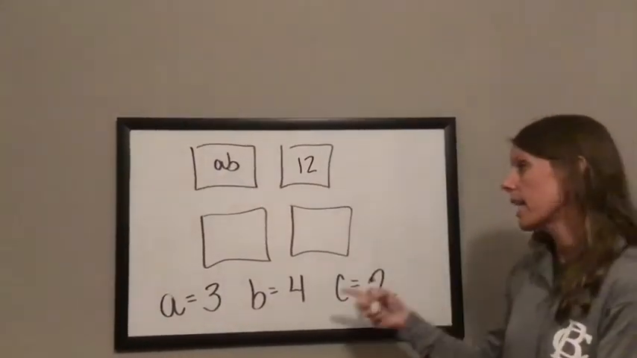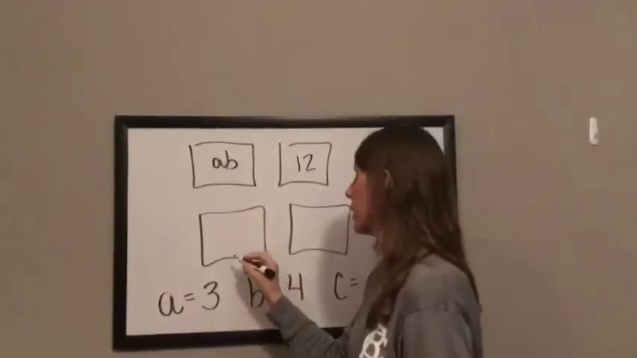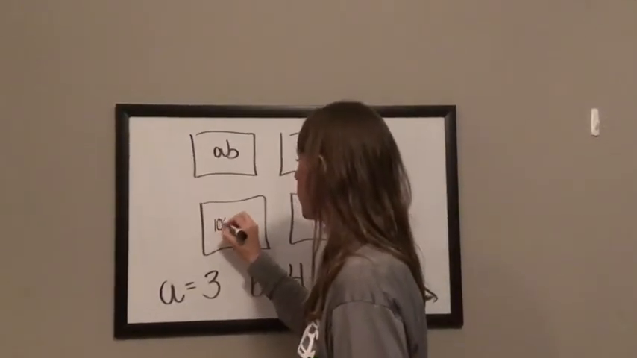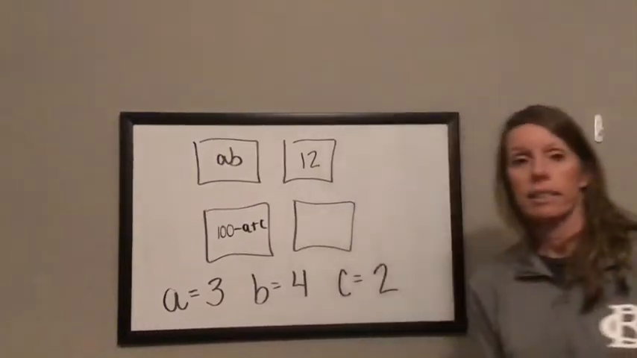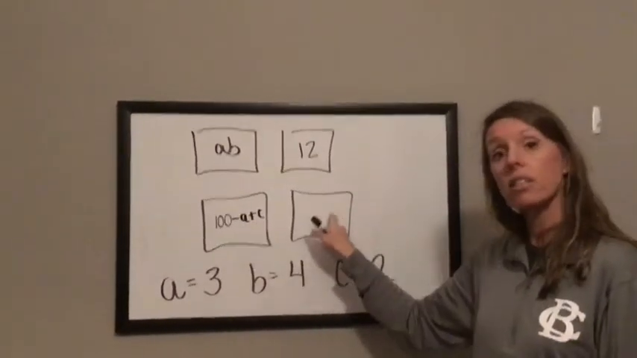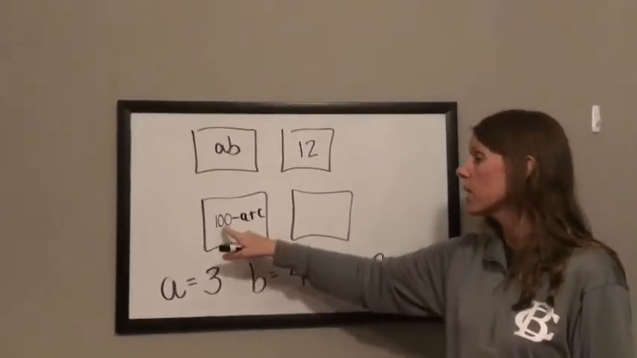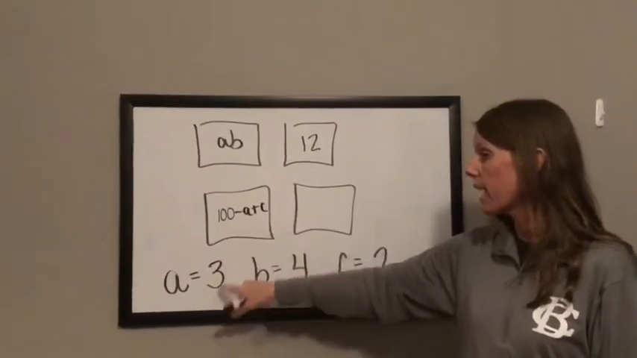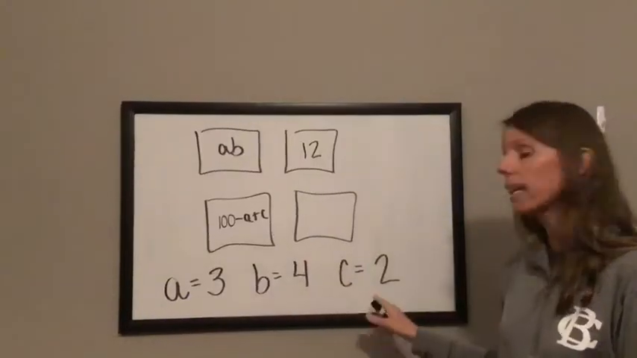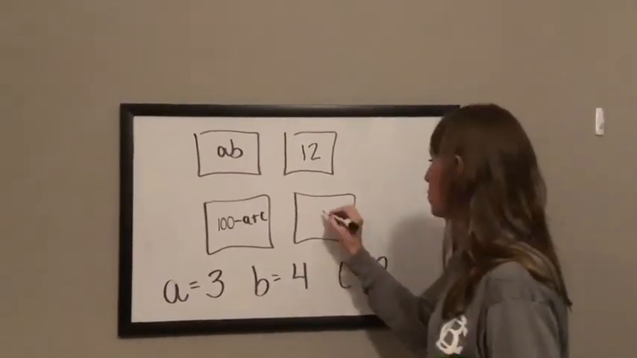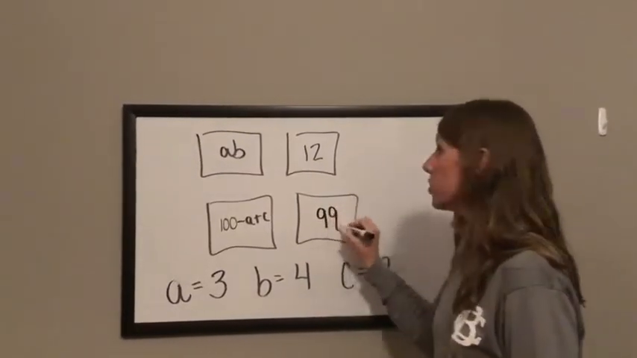All right, now let's say on the next set I decide to do 100 minus A plus C. Okay, so that would be on this card, and then on its match, I'm going to put the answer. So 100 minus A is 3, so that would be 97 plus C, so 97 plus 2 is 99. So you're going to make up 10 cards like this.